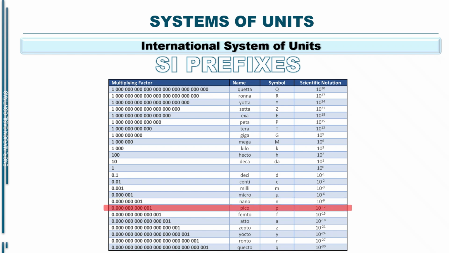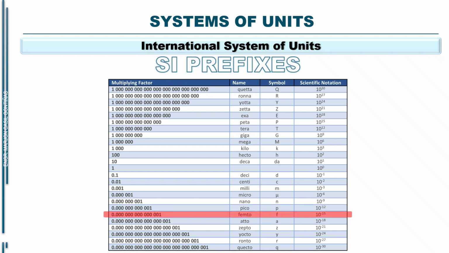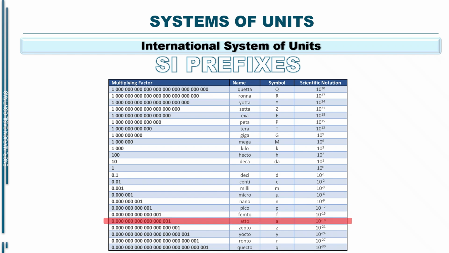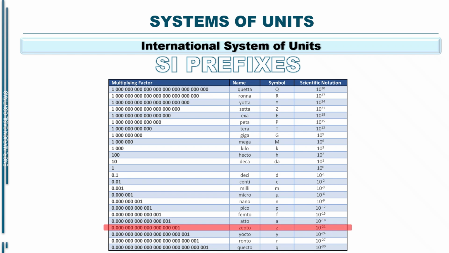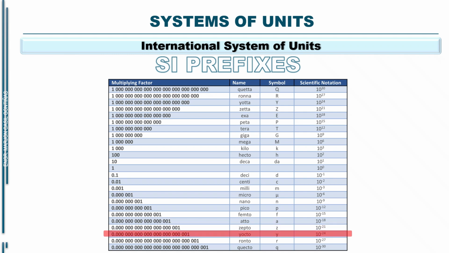Pico, that's a small letter p, which means 10 to the power of negative 12. Femto, that's a small letter f, which means 10 to the power of negative 15. Atto, that's a small letter a, which means 10 to the power of negative 18. Zepto, that's a small letter z, which means 10 to the power of negative 21. Yocto, that's a small letter y, which means 10 to the power of negative 24.